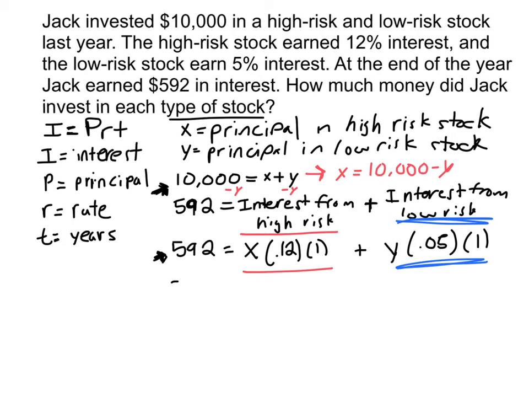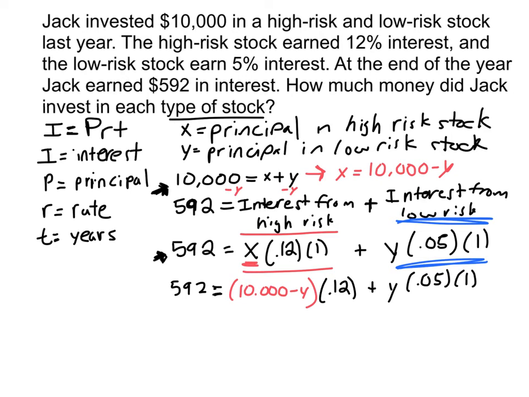So I'm going to have 592, and then instead of writing x, I'm going to write 10,000 minus y. Okay, so instead of writing this x, I'm going to write 10,000 minus y, and then that's times 0.12. Okay, I don't have to worry about the 1. Anything multiplied by 1 is itself. Times y equals 0.05 times 1.